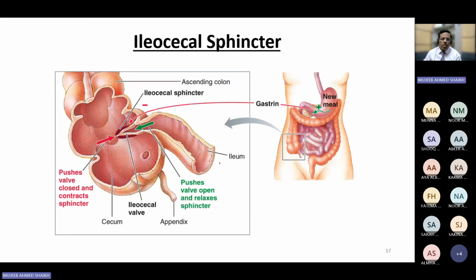Here is the picture shown. This is a fold which is making it like a valve, which will open when the food comes and remain closed. Whereas this area, which is around the last part of the small intestine in the muscle, is causing the sphincter action.